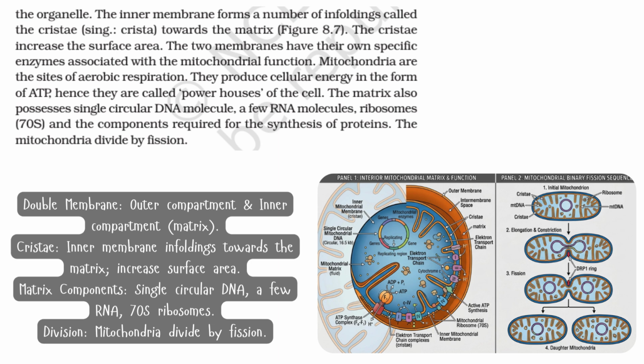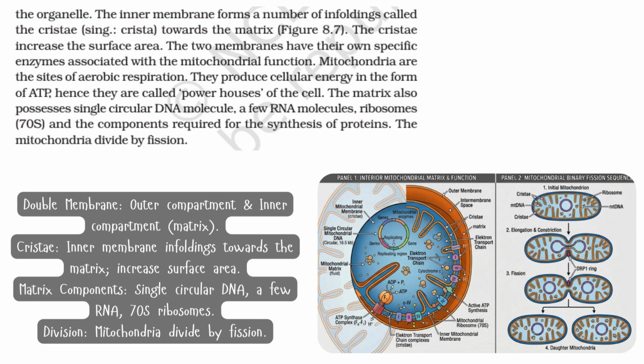The outer membrane forms a continuous limiting boundary, while the inner membrane folds inward to form cristae, increasing the available surface area for ATP synthesis. Within the inner compartment lies the matrix. The matrix contains a single circular DNA molecule, some RNA, 70S ribosomes, and proteins. Because of this, it is semi-autonomous.